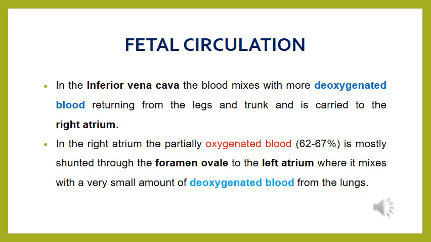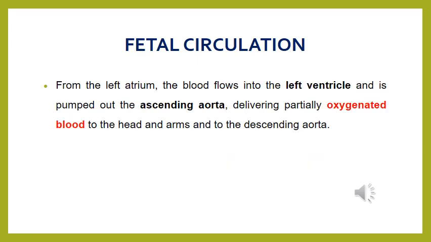From the right atrium, blood bypasses the right ventricle and moves to the left atrium through the foramen ovale. From the left atrium, blood flows into the left ventricle and is pumped out the ascending aorta, delivering partially oxygenated blood to the head and arms and to the descending aorta.